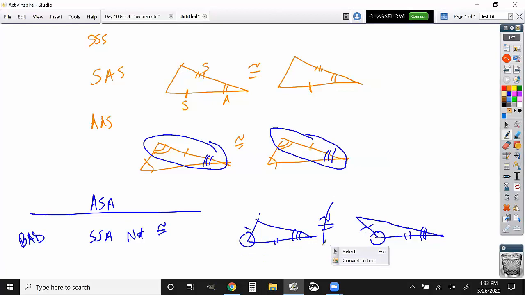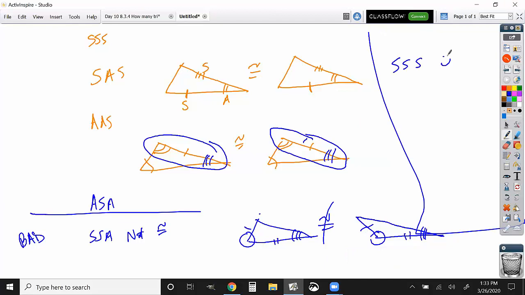So that's just kind of a little extension. That part doesn't matter as much. The whole thing you need to know is side, side, side is good. Angle, angle, angle, not congruent.